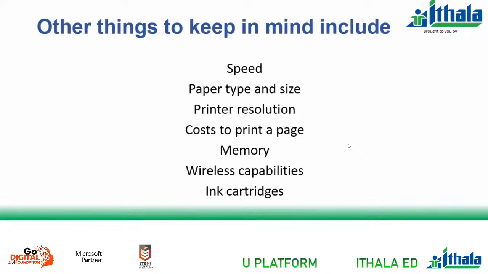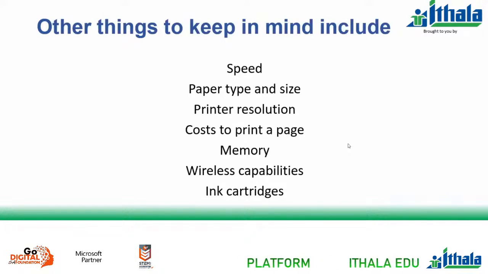Budget printers should be able to print about 3 to 6 color pages per minute. If a printer prints less than that, then you don't have to consider that printer. Another thing that one has to look at, as I've mentioned before, is the paper type and paper size. Make sure to select a printer based on the type of documents you have to print. And then we've also got the printer resolution.